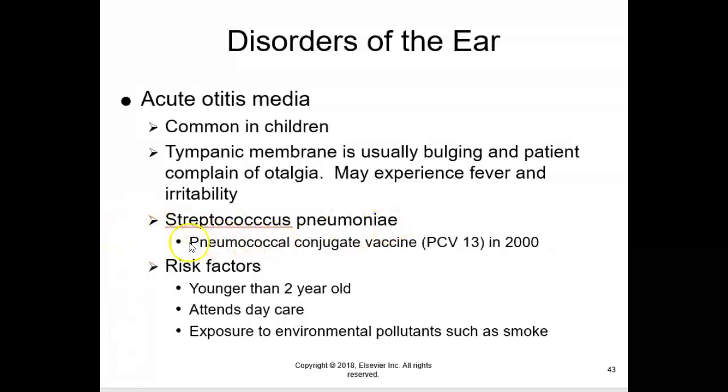Streptococcus pneumoniae used to be a common cause of otitis media, but in the year 2000, it became part of a vaccine, the pneumococcal conjugate vaccine, or PCV13. And so now there's actually less instances of acute otitis media because children now receive that PCV13 vaccination, which prevents them from getting acute otitis media infections from that S. pneumoniae.